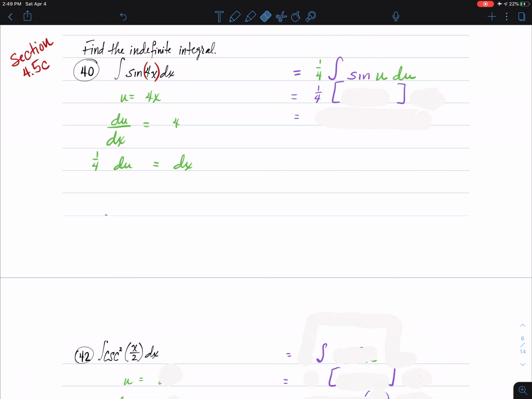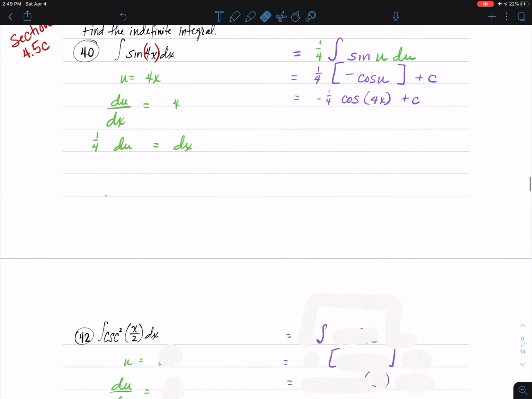We'll go ahead and integrate. The integral of sine is negative cosine. And so then there's only one thing to do. We'll clean up a little bit and then substitute the x back in. So I have a negative 1/4 cosine of 4x plus the constant.